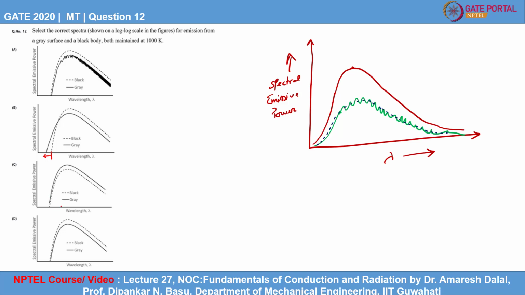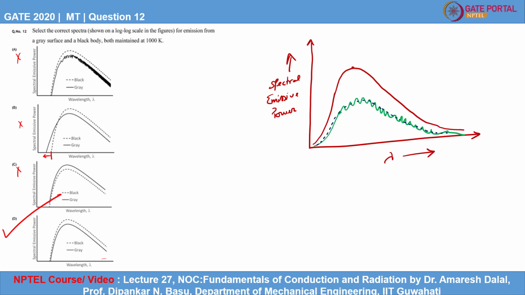In option C, the black surface is shown in the dotted line, and it is shown to have a lesser emissive power as compared to the grey surface, which is also not possible. Now in option D, the black surface is shown to have a higher emissive power as compared to the grey surface, at all the range of wavelengths. So your correct option is option D.